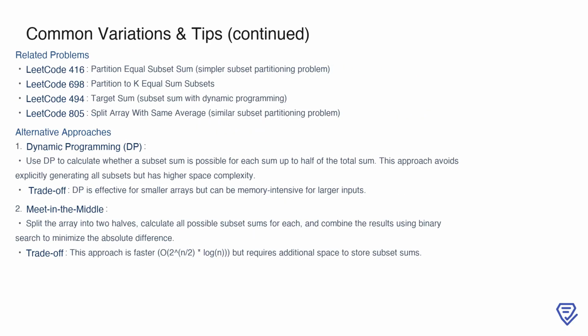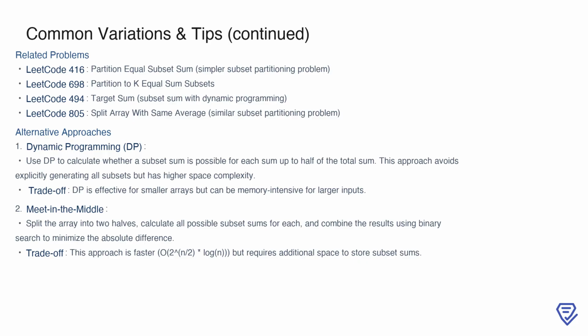This problem also shares similarities with several related problems that can help you build foundational skills. For instance, LeetCode 416, partition equals subset sum, is a simpler version of subset partitioning, while LeetCode 698 focuses on dividing an array into k subsets with equal sums. LeetCode 494, target sum, involves dynamic programming to solve a subset sum variation, and LeetCode 805, split array with same average, introduces similar partitioning challenges. These problems are excellent for sharpening your understanding of subset sum techniques.